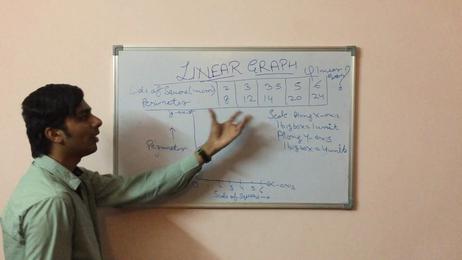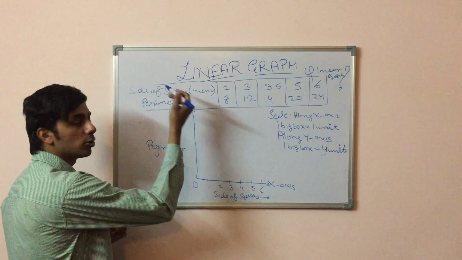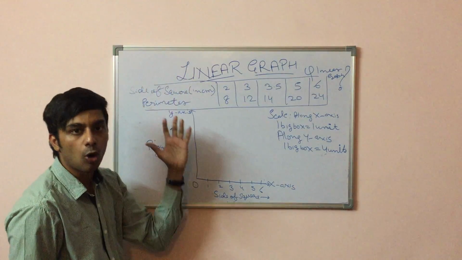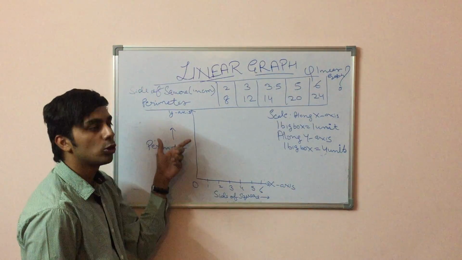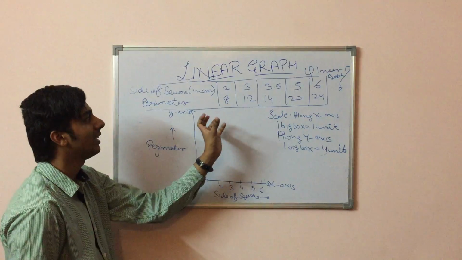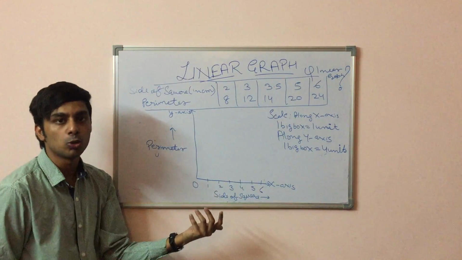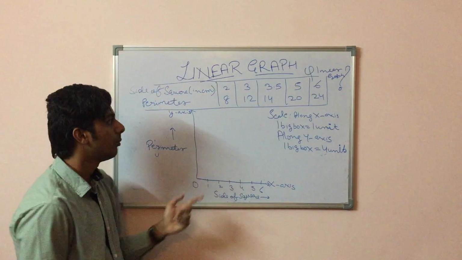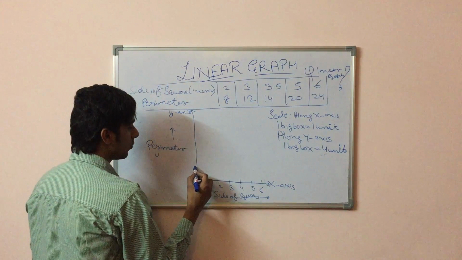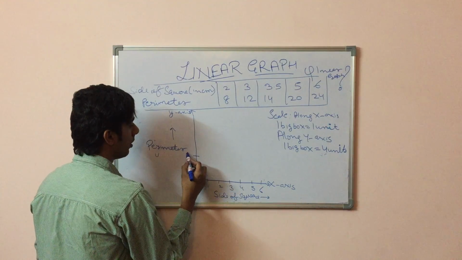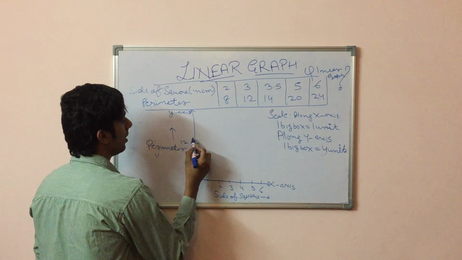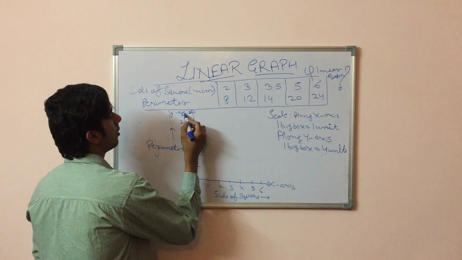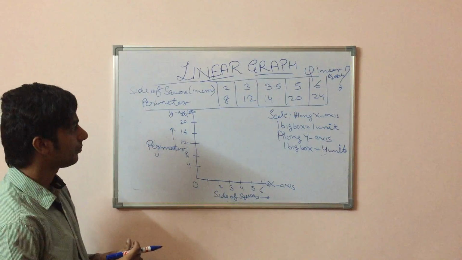You can take 1 unit also over here, but 24 is quite a big number, so it will go a bit longer. That's why you can take 10 units also, then the graph will be a bit small. That's why I think 4 is easier. You can take 2 units also as one big box, then you have to draw 12 points, right? So we are taking it as 4, 8, 12, 16, 20, 24, right?